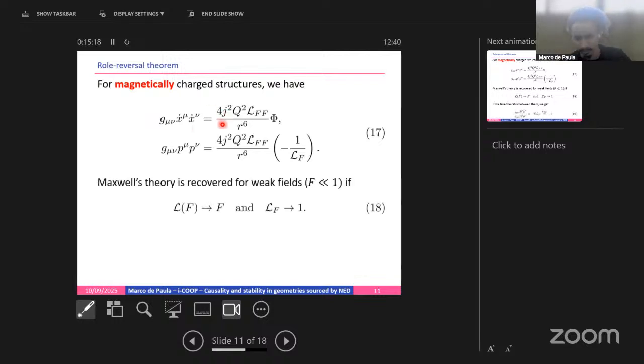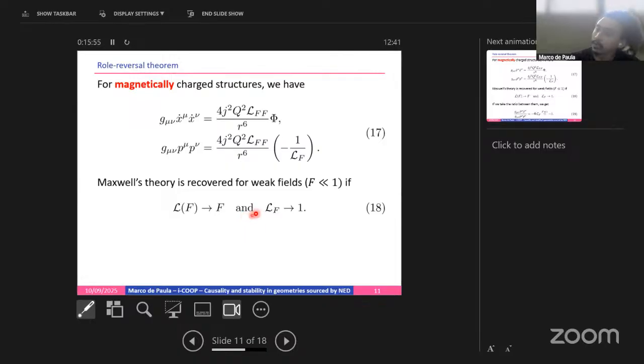So it's important to emphasize that the Maxwell theory is recovered for weak fields if the conditions given by equation 18 are true in the far field. So if in the far field this holds, it means that the model that we are choosing to work with will behave as the Maxwell theory in the weak field limit. An example is the Born-Infeld model, the Bronnikov model, and examples of where this doesn't happen are the cases of Bardeen and Hayward.